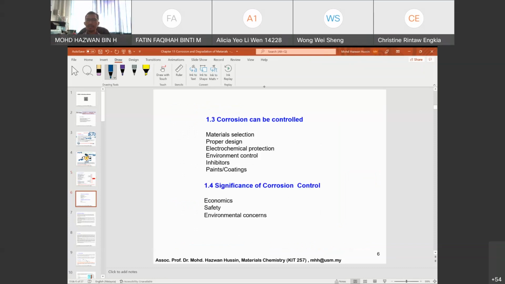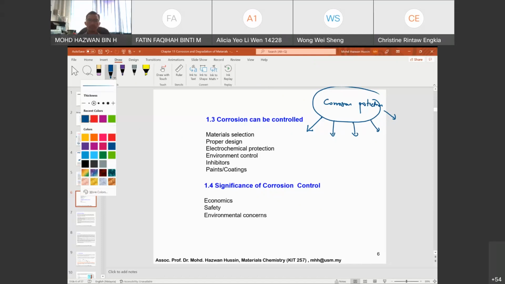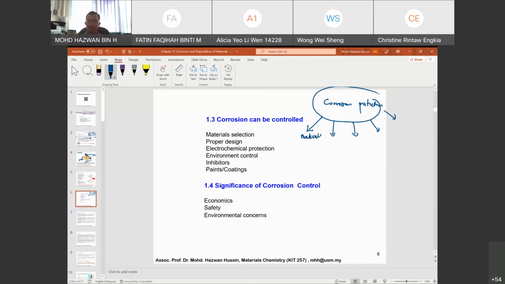So for corrosion protection, I think maybe we will see it in more detail in the next chapter. But it's just an introduction. For corrosion protection, we have 5 important techniques that you need to remember. Remember them forever. The first one is known as material selection.